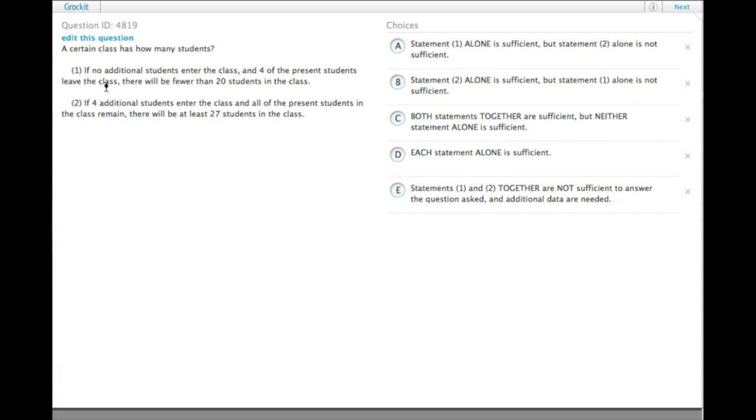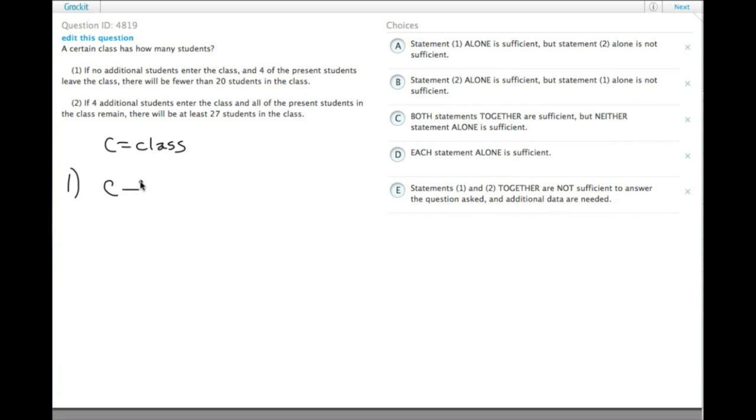So there's nothing we can do other than hit the statements on this one. Statement 1 tells us that if no additional students enter the class and 4 of the present students leave the class, there will be fewer than 20 students in the class. So we need to convert words into algebra here. So let's just say C equals the class.